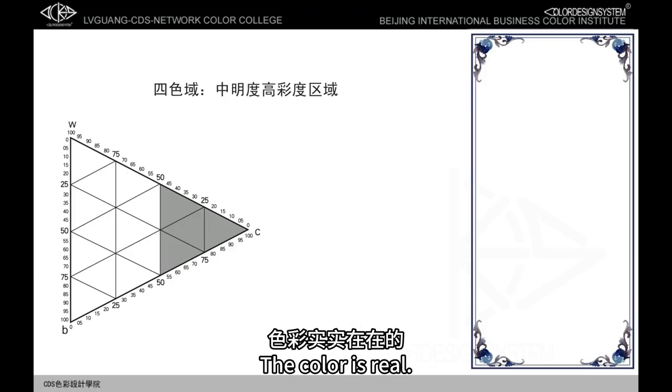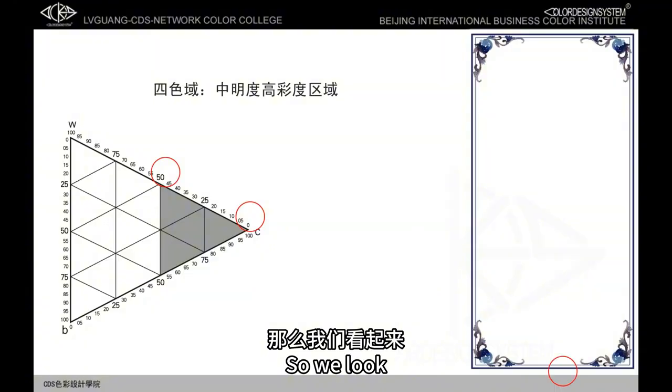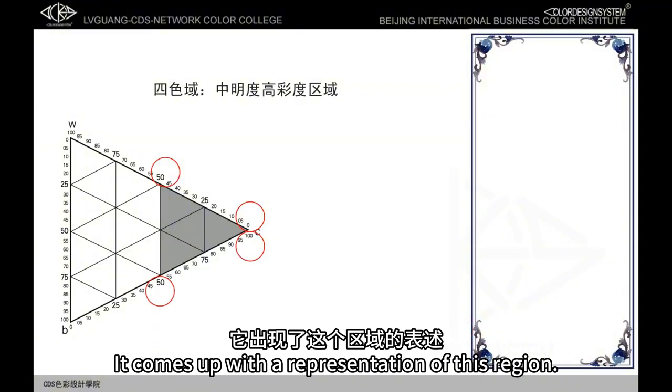The color is real. Area 4, the underlying logic of the law of color attributes. So we look here at the head. It comes up with a representation of this region.